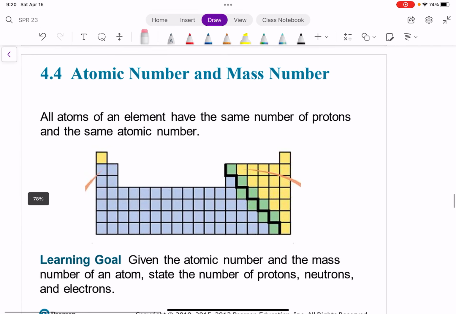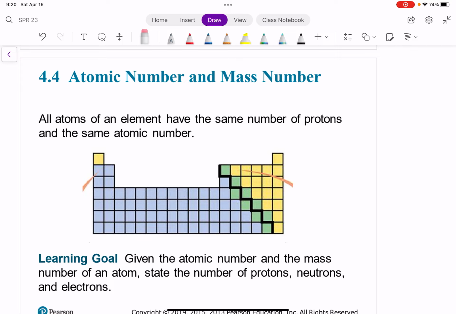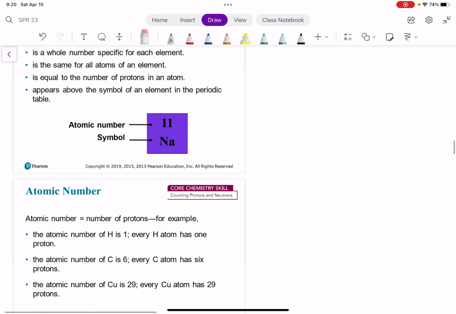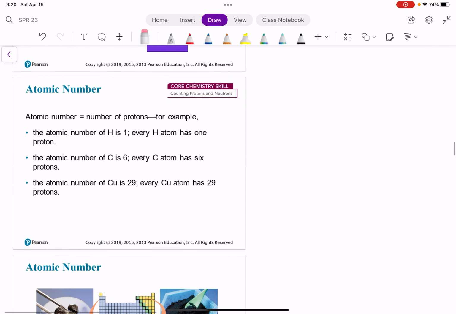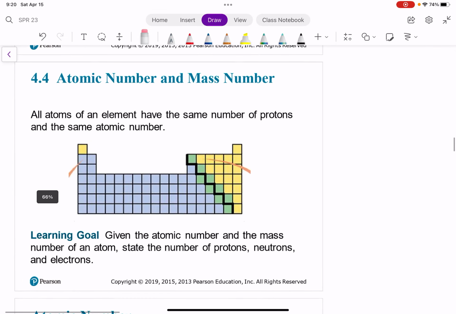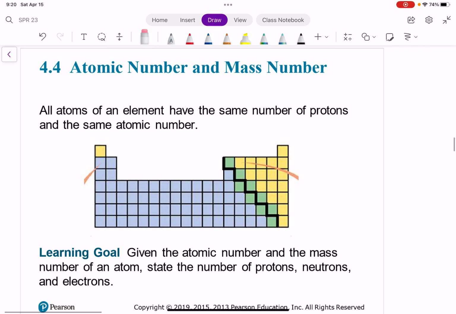All right. I think this video's been somewhat longer, but I don't think we have that much to go for 4.4. So let's do 4.4 and then we'll do 4.5 in another video. All right, so atomic number and mass number. All atoms of an element, a specific element, have the same number of protons and the same atomic number. We'll talk about what that means.